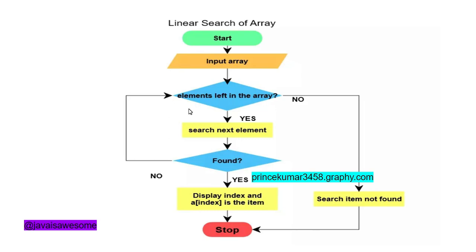This is the linear search of the array. Linear search I have already discussed in another video, in the live classes. It is how we can search for a particular element in a particular array. We have some elements and we are going to search for those elements in the array, to find out whether it's available or not.